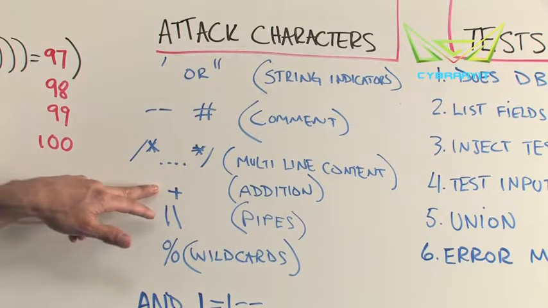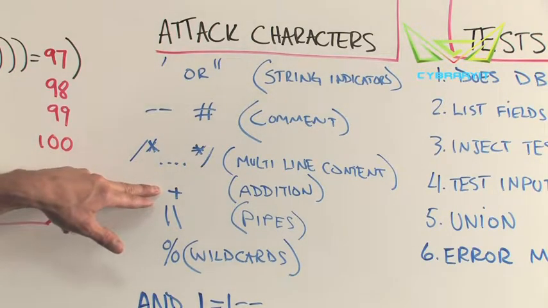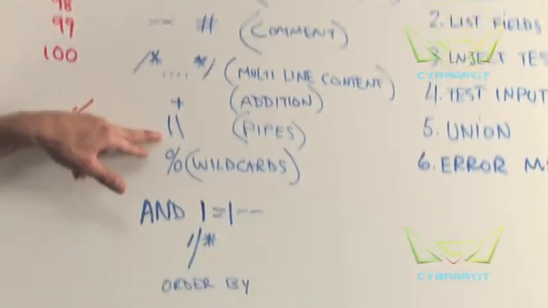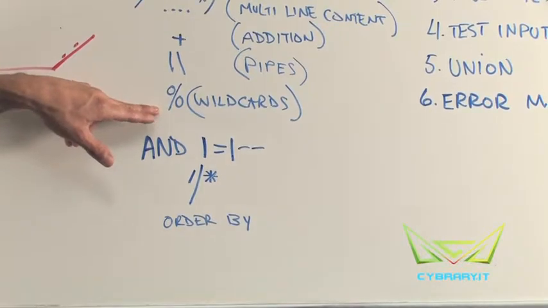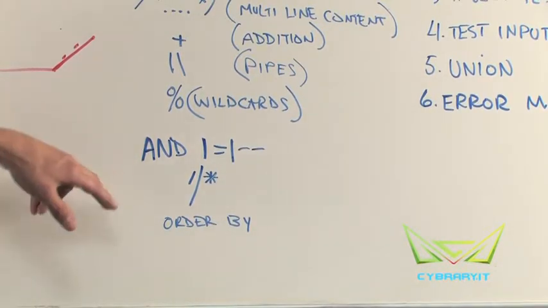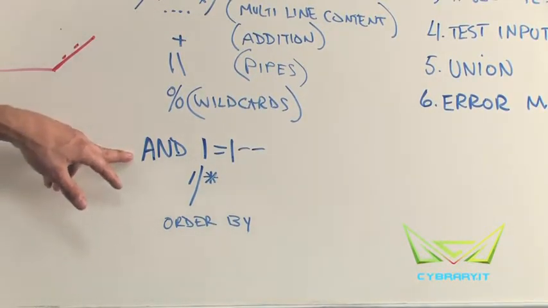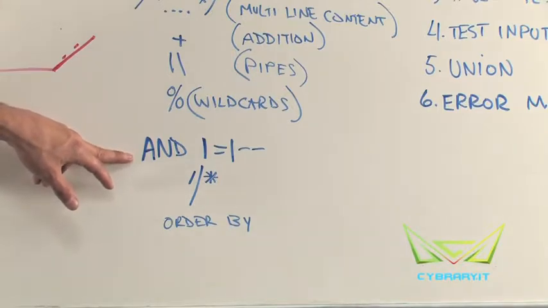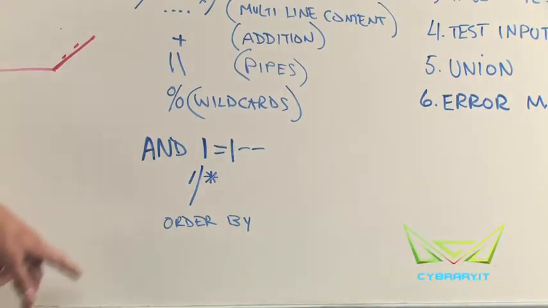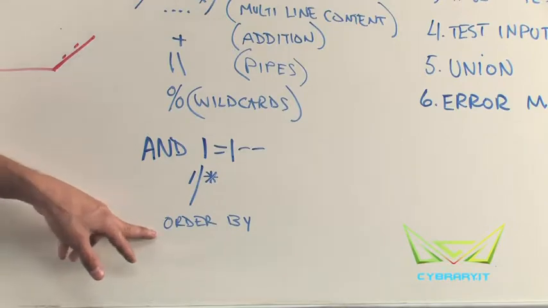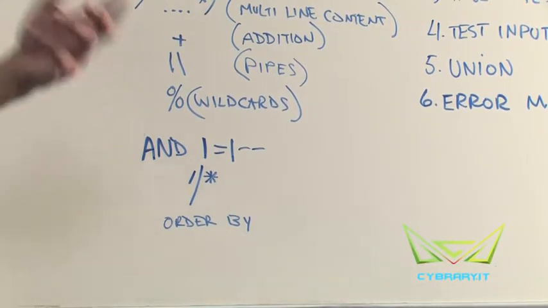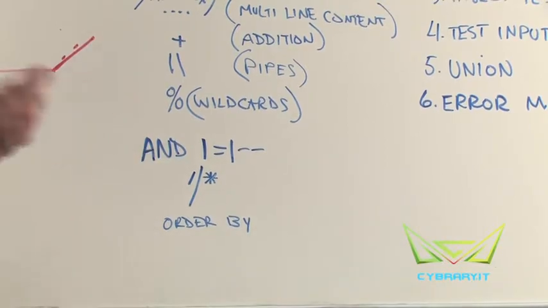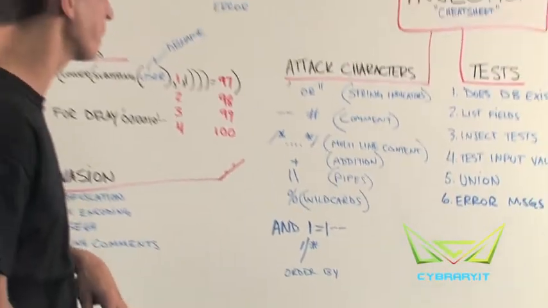Okay, you can add the plus sign, like in addition to. You can do pipes, like a solid bar. You can do wildcards with the percent characters. You can add things like and 1=1 --. Or you can start adding additional parameters into the database query, like ORDER BY, and then you can start sorting it ascending or descending, etc.